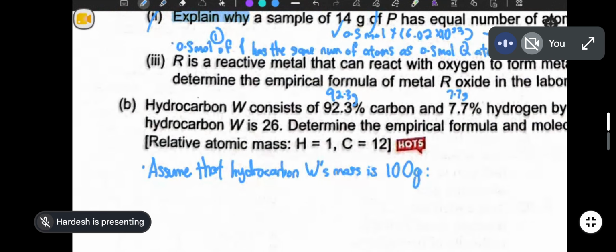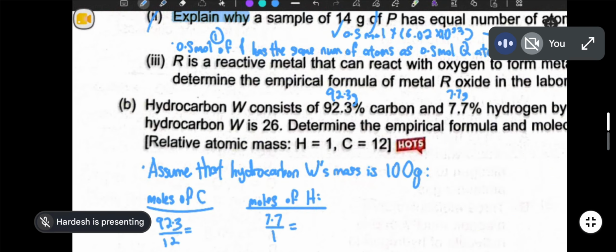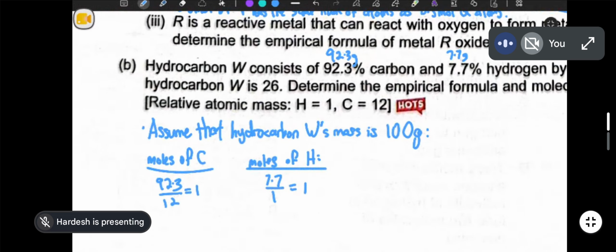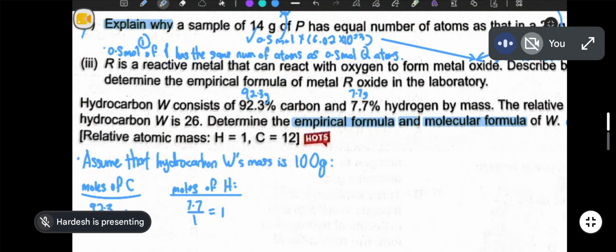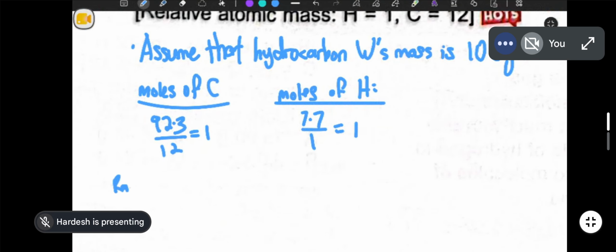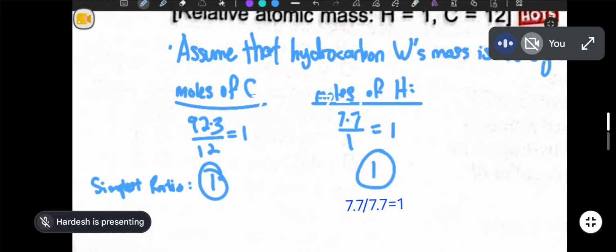mass is 100 grams. You must write this sentence first. Okay, then find the mole. Moles of carbon, correct or not, Vanisha? Yes. Okay, moles of carbon, moles of hydrogen, 92.3 over 12, 7.7 over 1. Moles, both you will get 1. Okay, now you will get this. So now the thing is, look at the question, guys. Empirical formula and molecular formula. So now your mole is like this, 1 and 1. So your ratio is also 1 and 1. Okay, so your empirical formula is like this now.